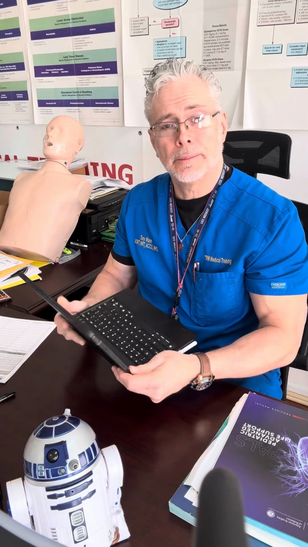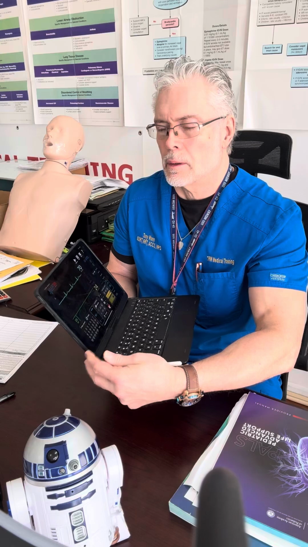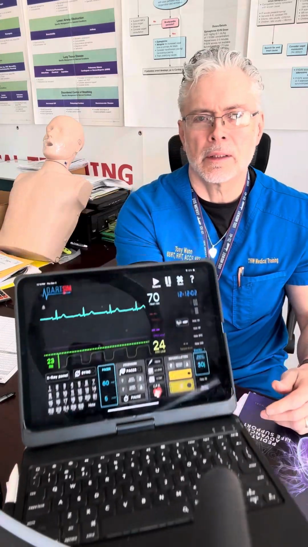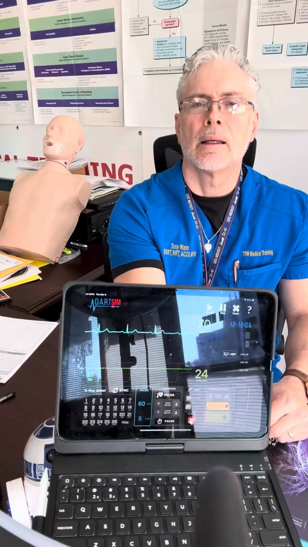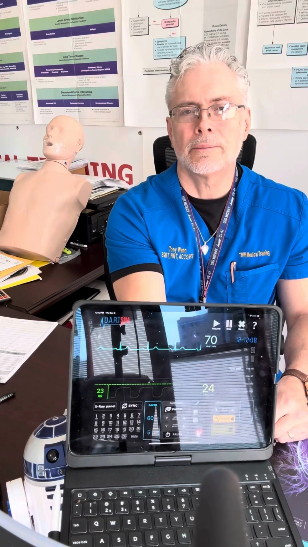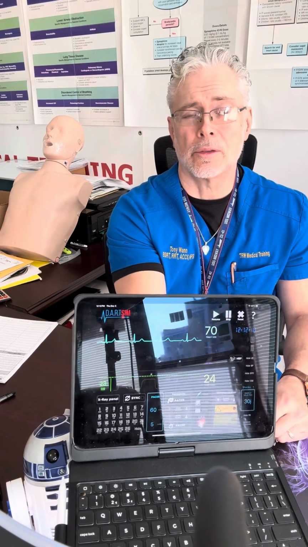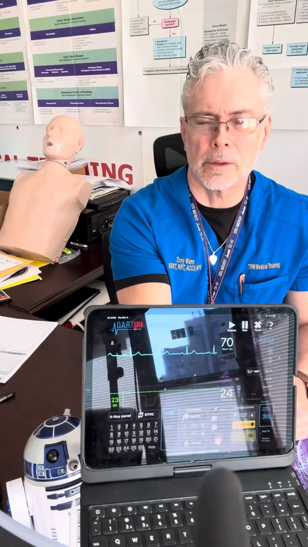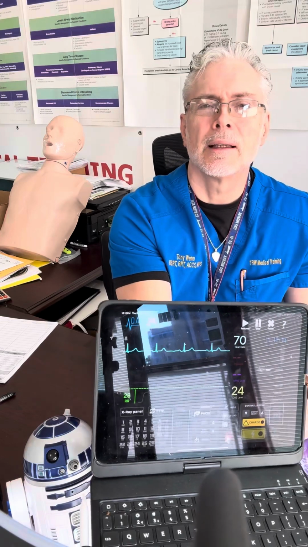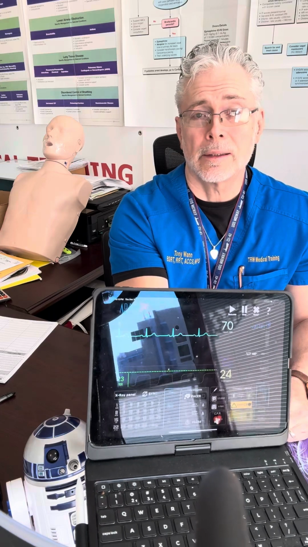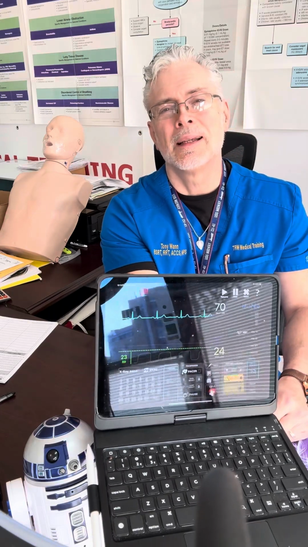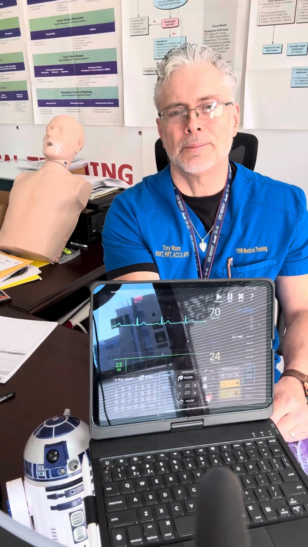So what if you have something that looks like this? You check a pulse and you have no pulses. What would you call this arrhythmia? If you said PEA, pulseless electrical activity, you are correct. So what do we do for PEA?